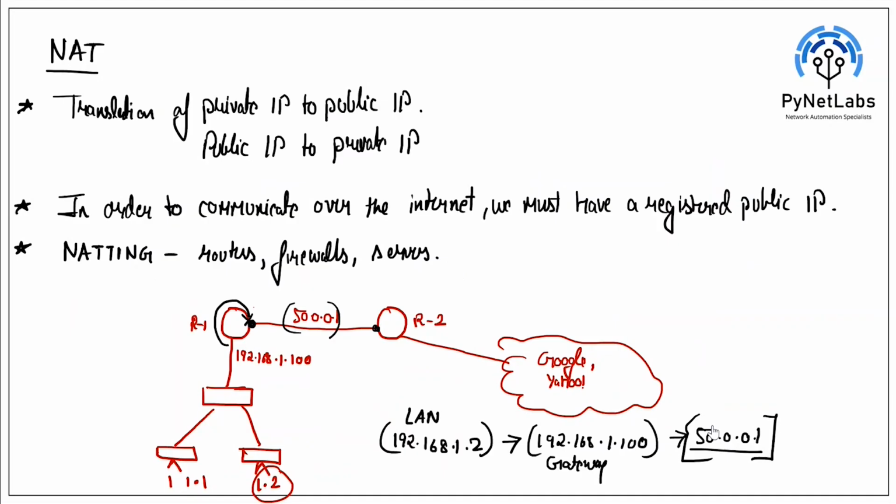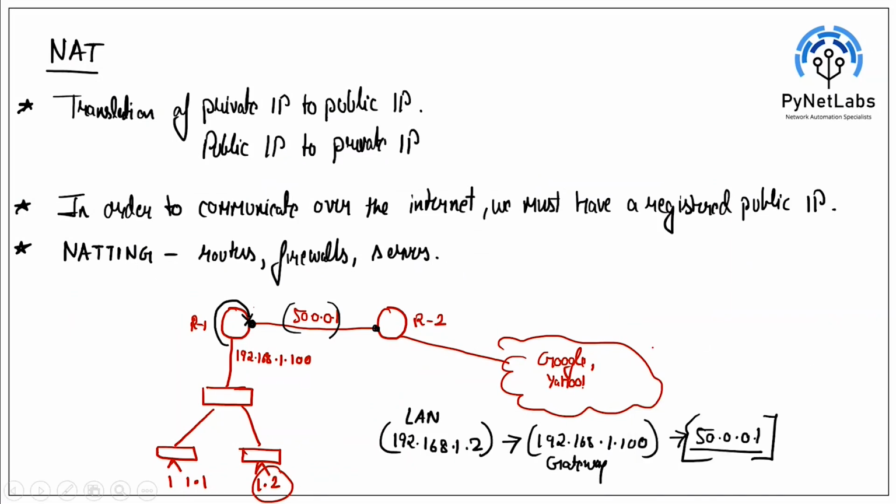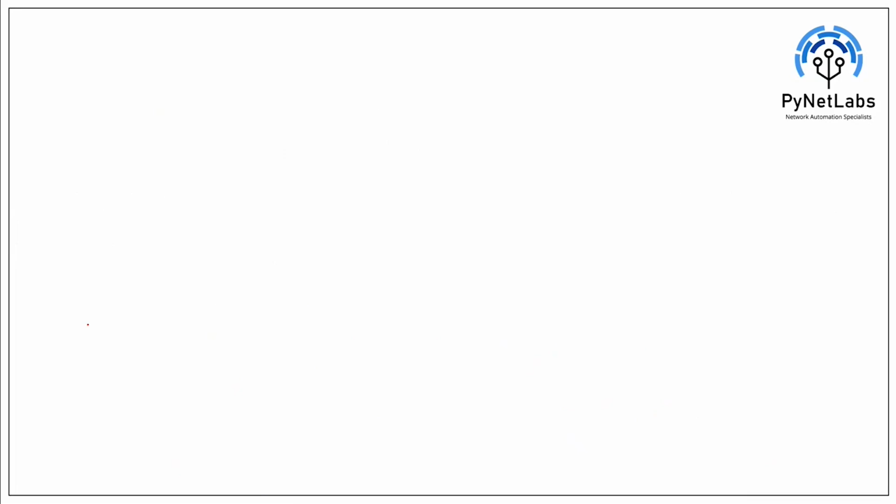So this is how the scenario works with network address translation: it converts public IP to private and private to public. The reason why network address translation was developed: the major reason was to save on the shortage of IPv4 addresses. So this is the reason why we use network address translation.